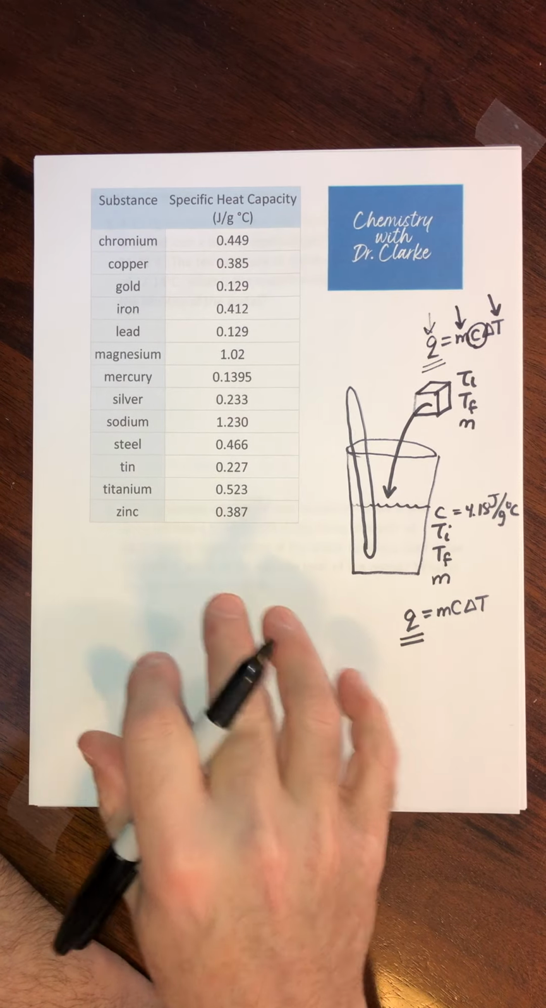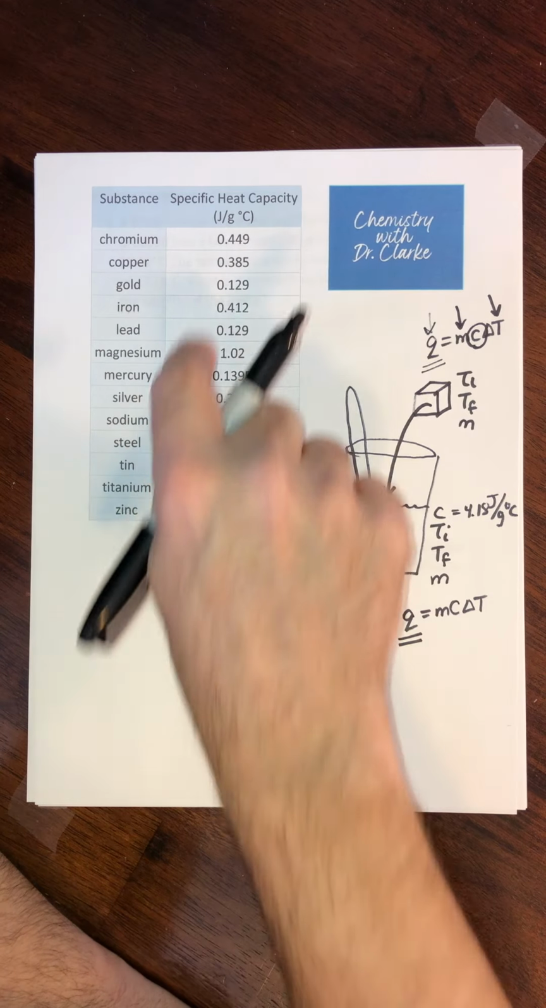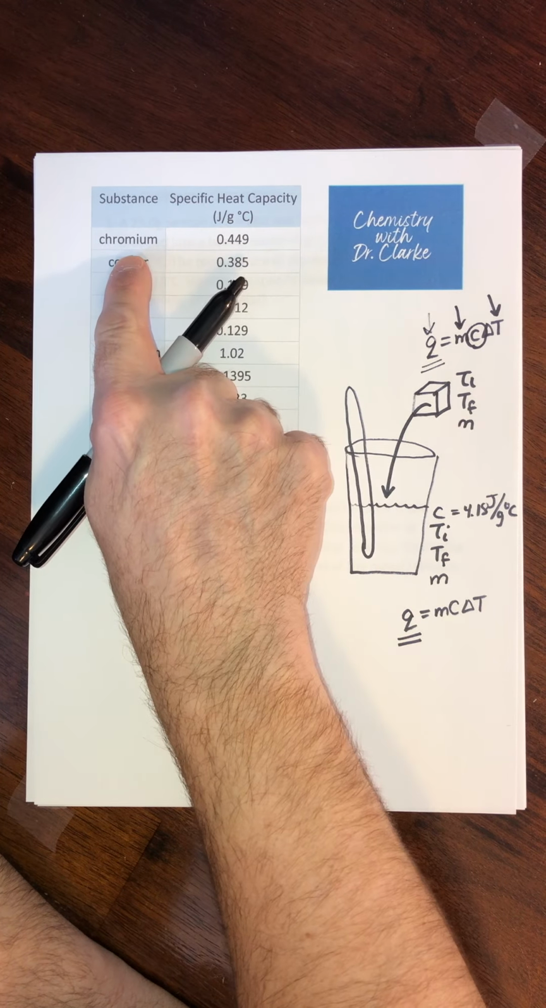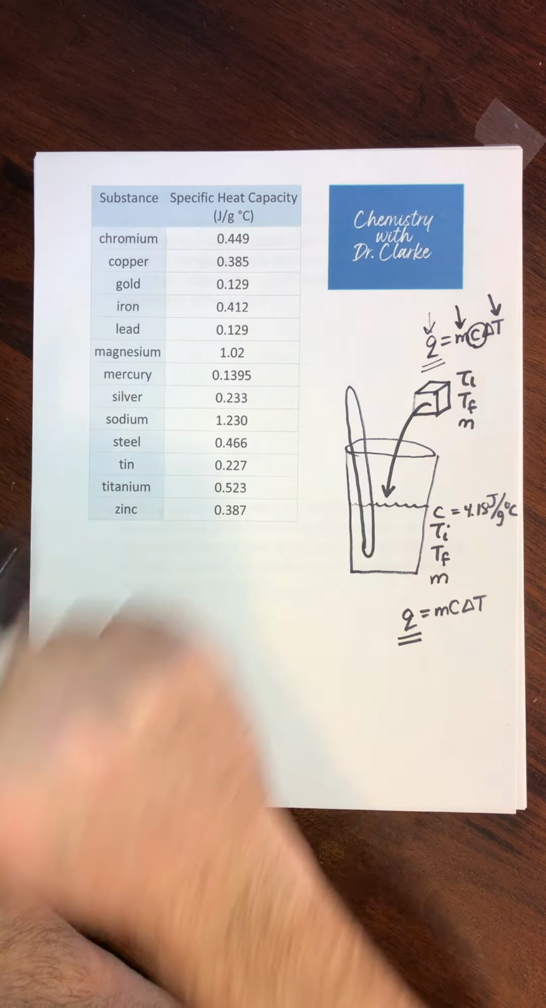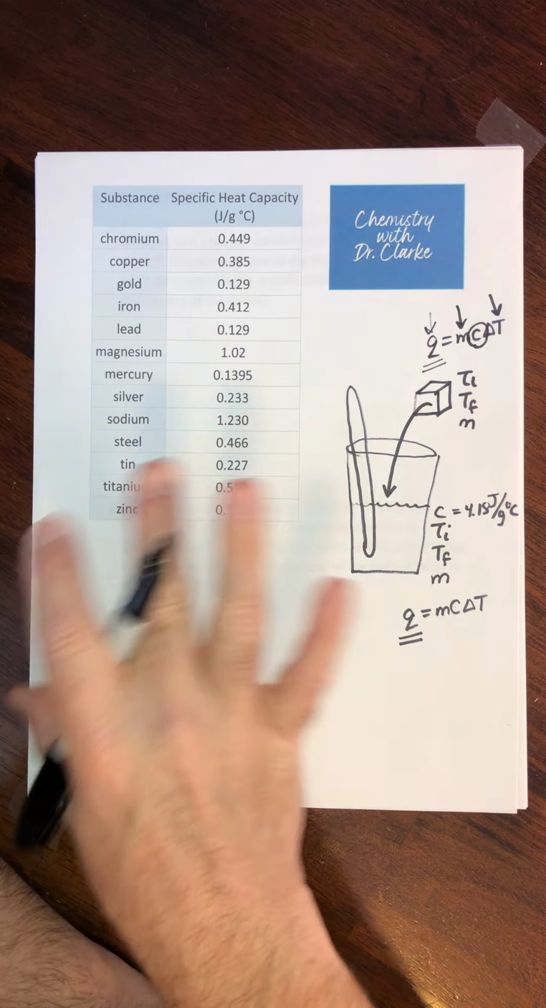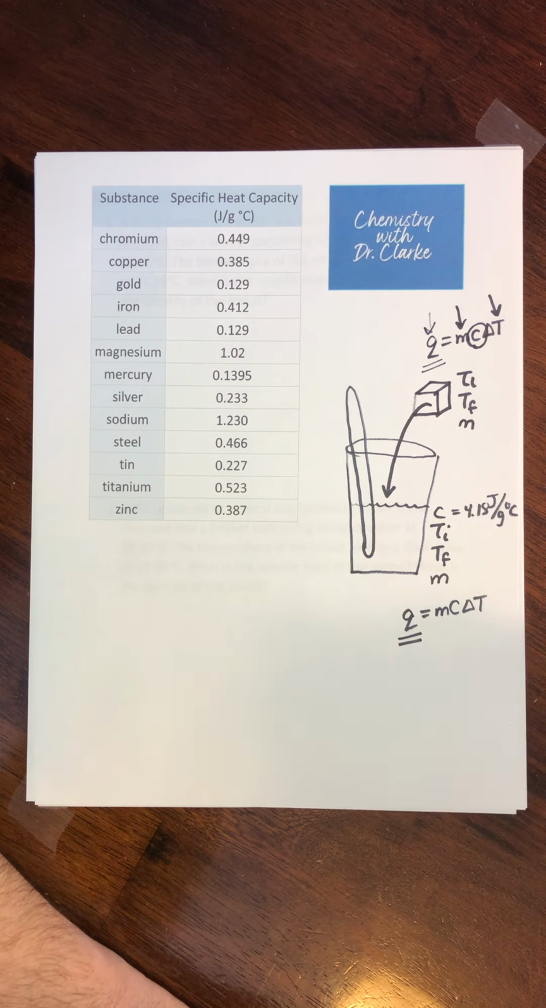And you can see on this page, I've got a whole table of them. Somebody did the experiment and found that the specific heat capacity of, say, chromium was 0.449 joules per gram degree Celsius. So these are calorimetry questions. They use this type of calorimeter or perhaps something a little more sophisticated.